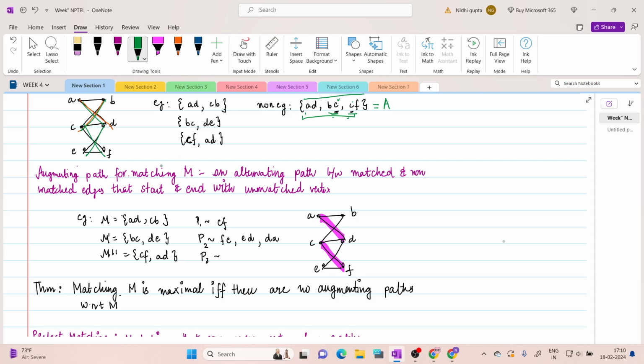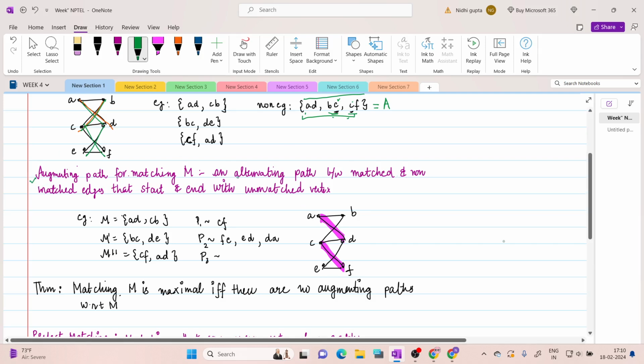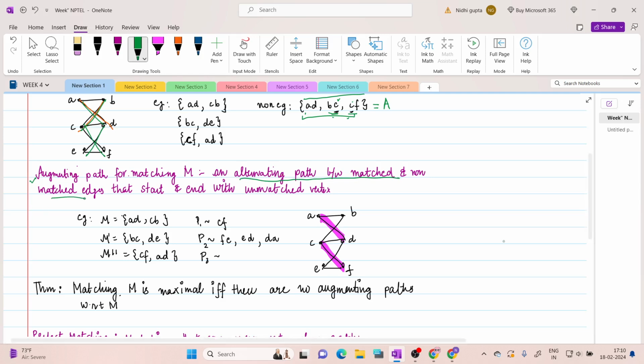So there are two requirements for an augmenting path. First, it should be an alternating path between matched and non-matched edges. That means that after an unmatched edge, the next edge in the path should be a matched edge, and after a matched edge, it should be an unmatched edge. And the second requirement is that the start of the path and the end of the path should be unmatched vertices. So such a path with these two properties is an augmenting path.